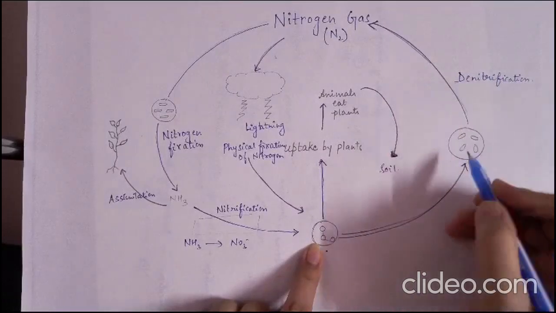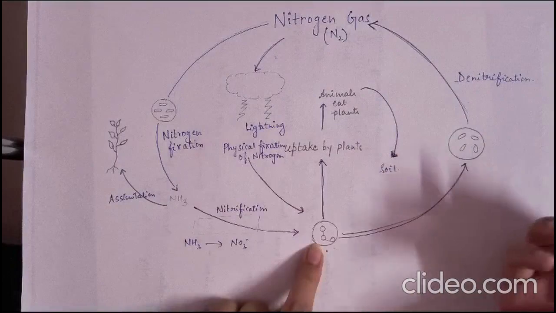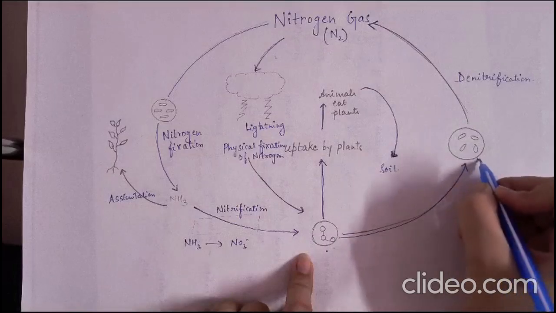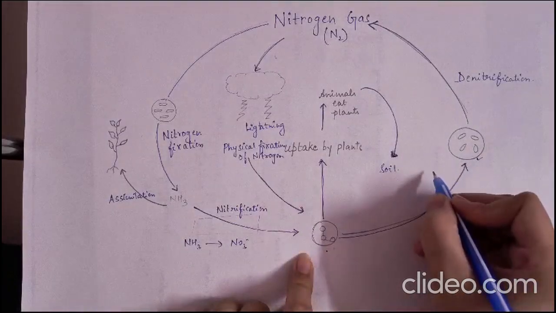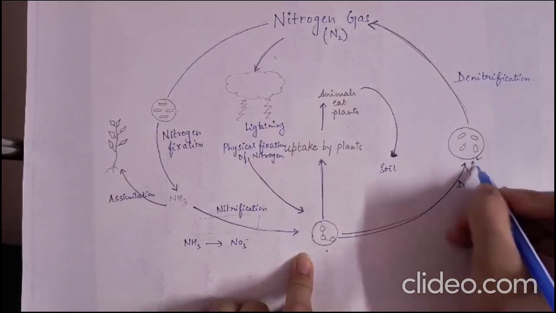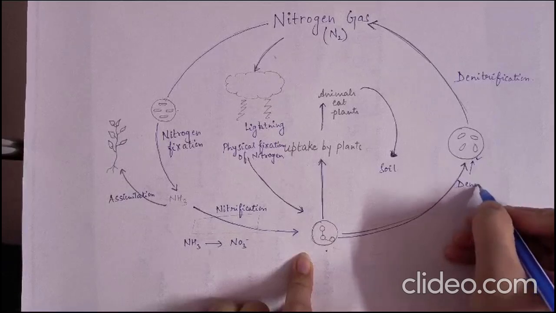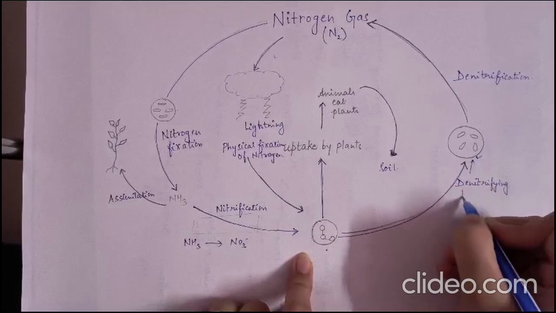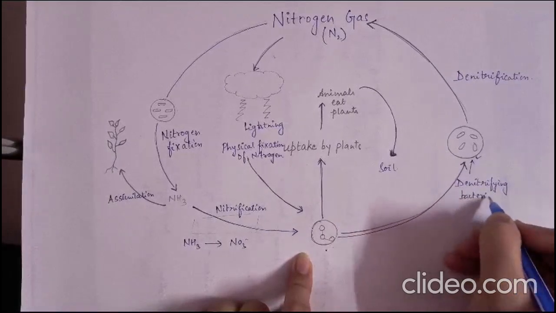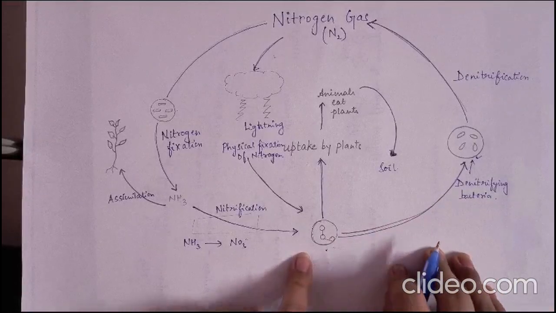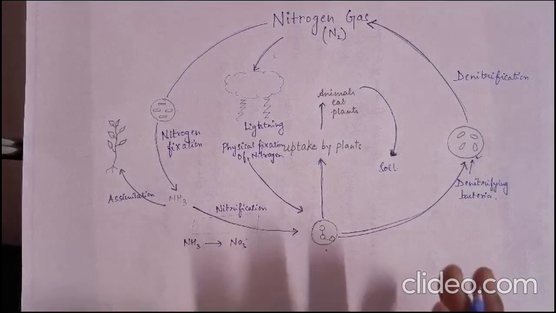right? And again, the task of denitrification is done by, again, a very very important class of bacteria which is known as denitrifying bacteria. These bacteria, all right, we call them denitrifying bacteria, and this completes our nitrogen cycle, right? I hope you people have understood the nitrogen cycle.